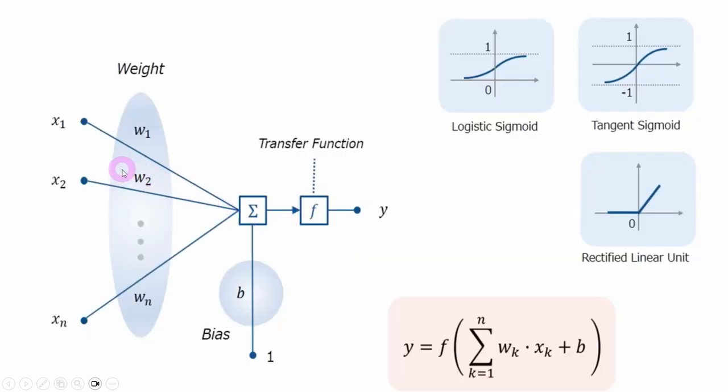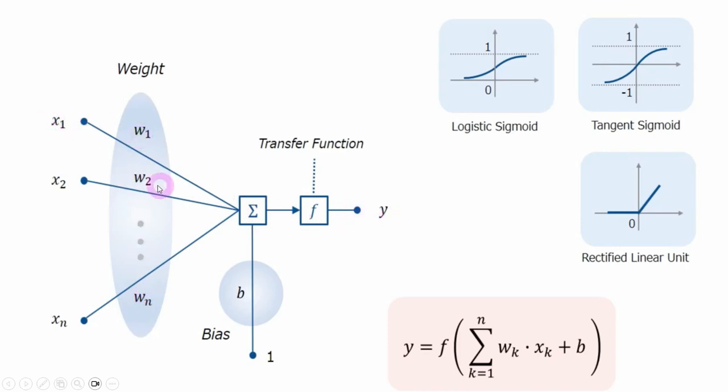Now, let's see how artificial neurons work. Let's suppose we have these inputs, x1, x2, to xn to predict output y. These inputs are multiplied by weights w1, w2, to wn and are summed together. But why are we multiplying these inputs by weights?